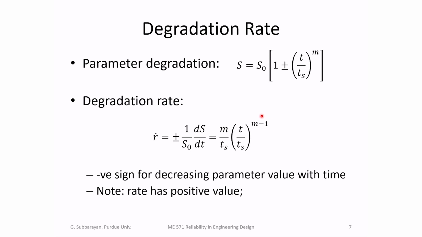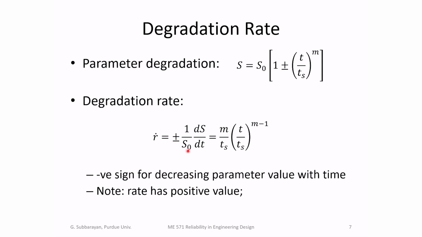The key point to observe here is this power m minus 1. What that says is that when m is equal to 1, the rate will be independent of time, or the rate will be constant. That's an important point to observe here. When m is equal to 1, the rate will be constant. When m is greater than 1, the rate will increase. When m is less than 1, the rate will decrease with time. Those are important observations.